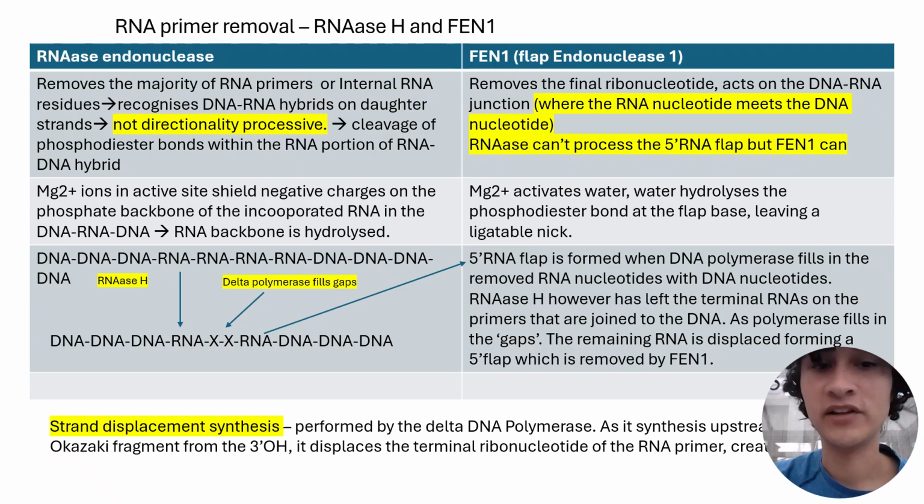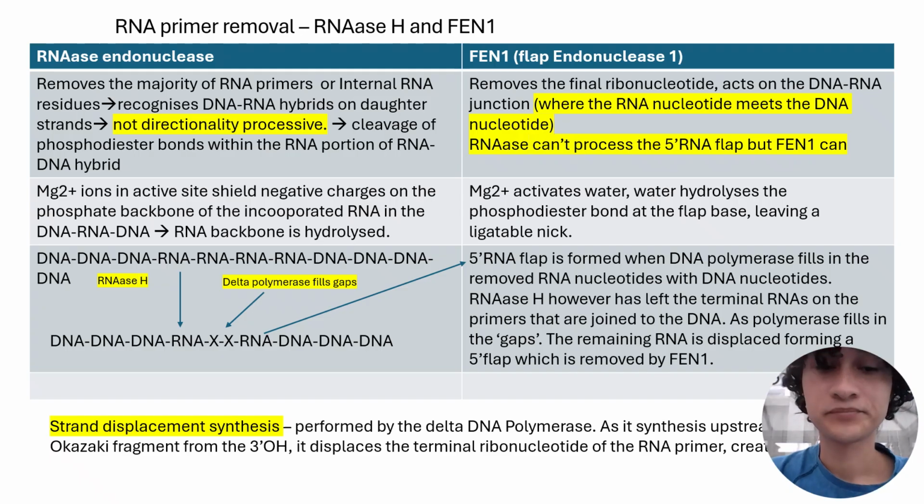So now we're going to just quickly touch on RNA primer removal. I've put more information than you actually need to know, but I think it's important to just kind of conceptualize what's going on here, because I think there's a lot of conflation in literature. So RNA primer removal is predominantly done by two enzymes. That's RNase H and Fen1.